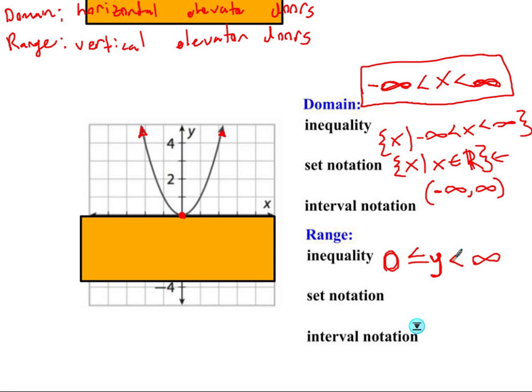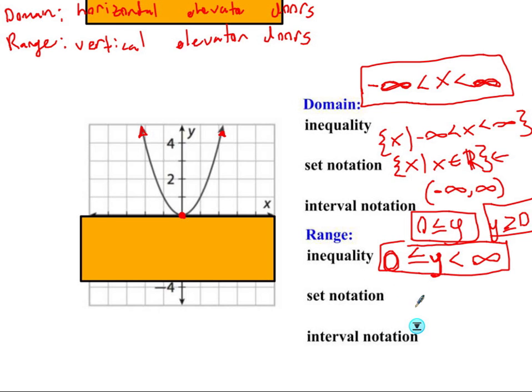Now, because we have infinity, there are two other different ways we can write this. We can write it as 0 is less than or equal to y, or y is greater than or equal to 0. So any of these three forms can be used as your inequality. They're all the same. Set notation: remember, because we're talking about the range, we're using y, and then the vertical line, which means such that. And basically you can pick one of these inequalities to go inside for the set notation. So I'm just going to keep it simple. I'm going to use this one, and that's the set notation.